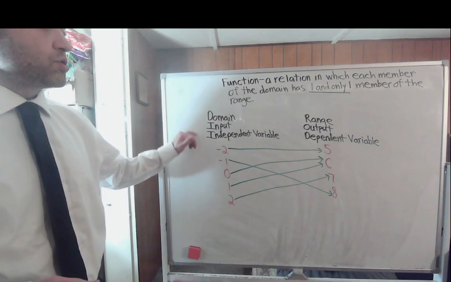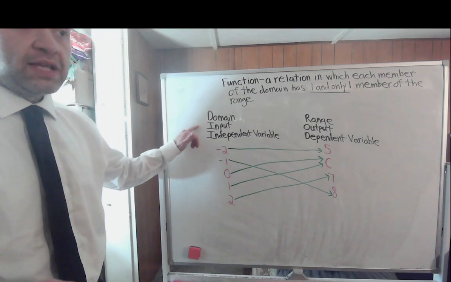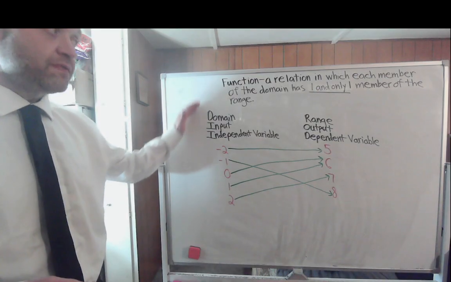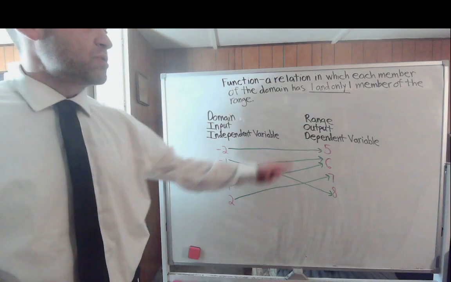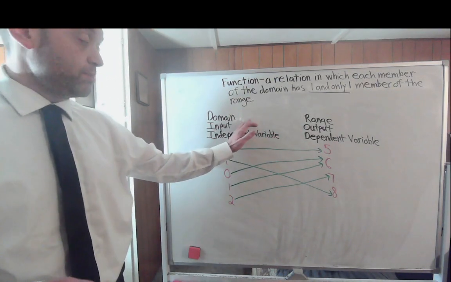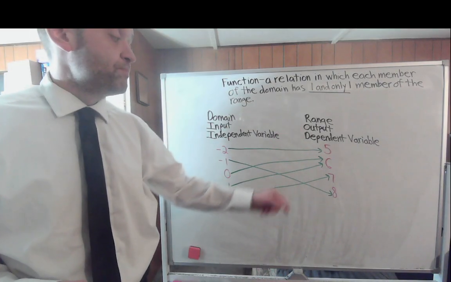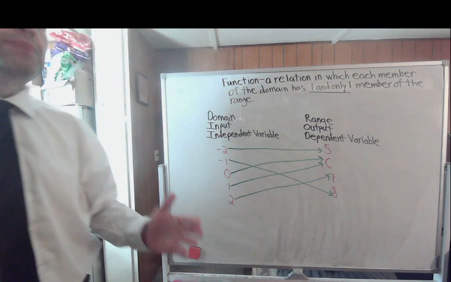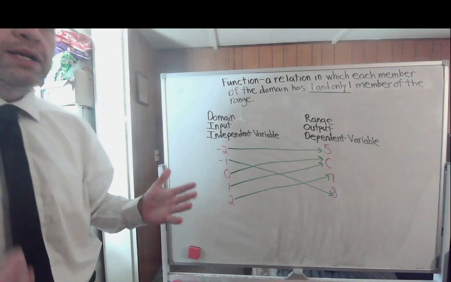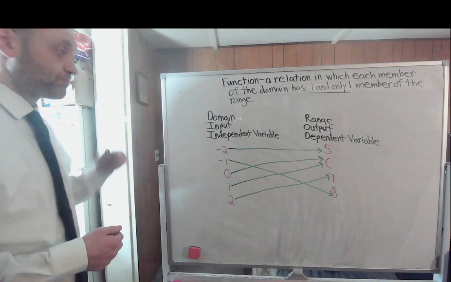And it's also called your independent variable because your domain can be anything for which the function is defined. Now your range is also known as your output. So you input something into the function, you'll get something out of it, your output. And it's also called your dependent variable because it depends upon what you put in. That's what the value of the range depends on.